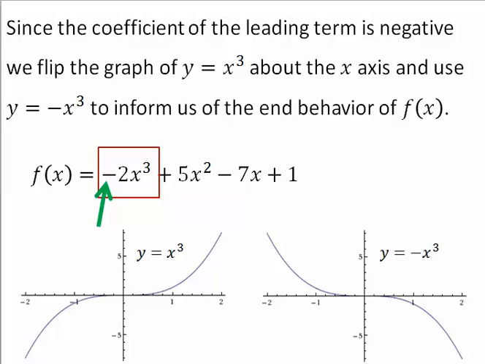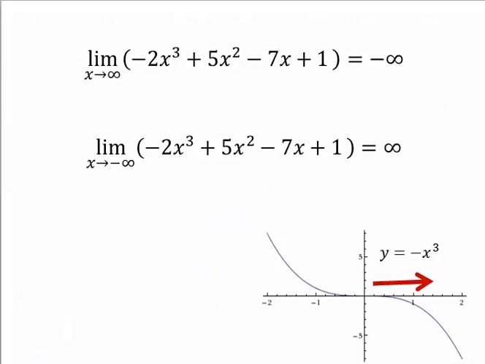So you just take y equals x to the 3 and flip it about the x-axis, and that gives you the graph of y equals -x to the 3. And for y equals -x to the 3, you just look at that end behavior. So what happens as x gets more and more positive? Well, as x gets more and more positive, -x to the 3 gets more and more negative. And as x gets more and more negative, -x to the 3 gets more and more positive.